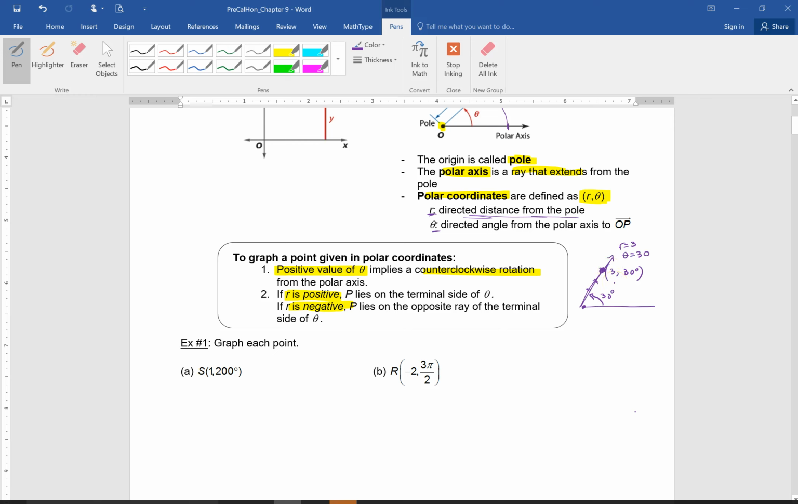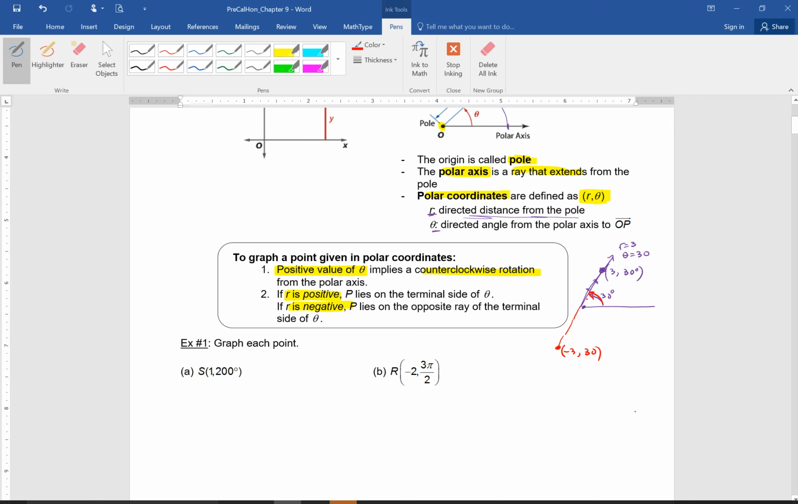Do you see what I mean? Now, what if you wanted to do 30 degrees but a distance of -3? Well, here's how that would look. You would go 30 degrees, and if you wanted to go -3, then you don't go on this line, you go on the opposite ray. So 1, 2, 3 units that way, and that is (-3, 30). You do the angle first, and if R was positive, it would be on the terminal side, but if R is negative, then you go on the opposite ray.